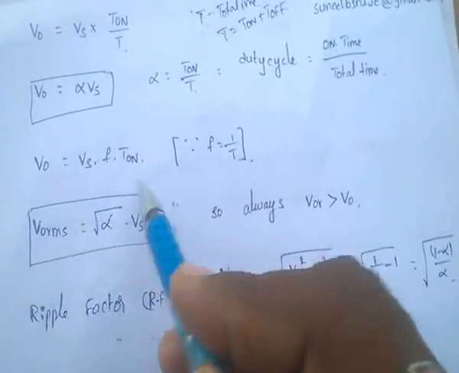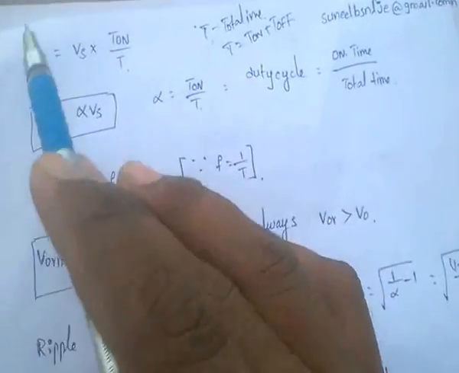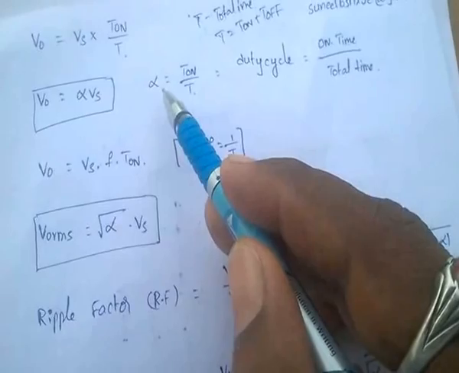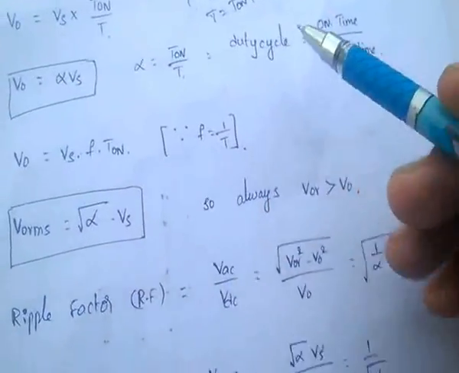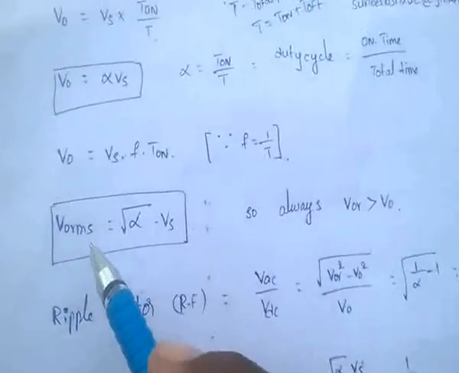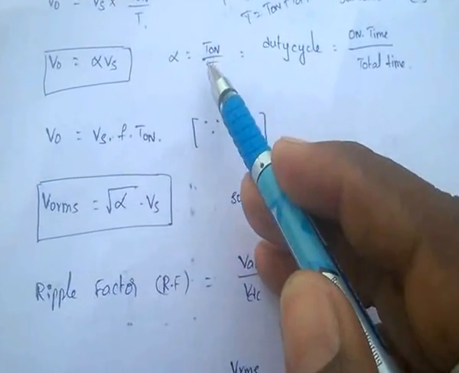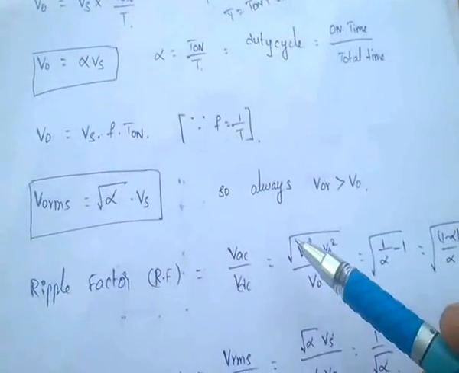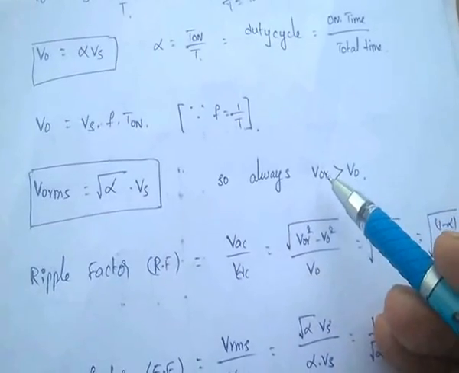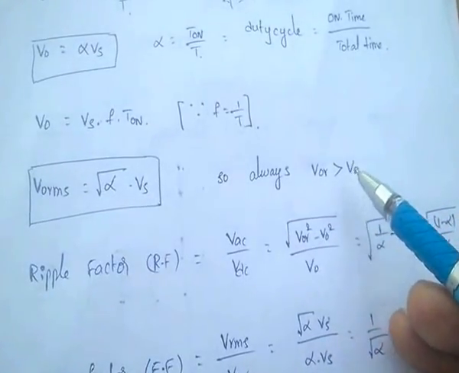These output voltage formulas are very, very important. And alpha is also very important. Duty cycle, alpha equal to T on by T. And the RMS output voltage V naught RMS is root of alpha into Vs. We know that alpha is T on by T. And always V RMS is greater than V naught.